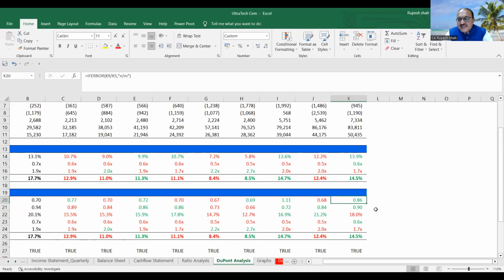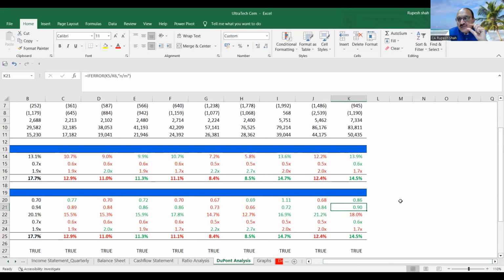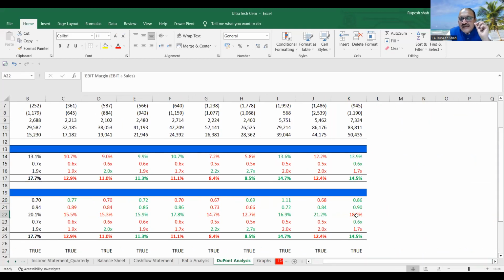That means after paying taxes of 14%, what is left with them is 86%. After interest, what is left is 90%. So the interest burden on the profit is 10% only because it's a low debt company. Then margin, EBIT margin. This is most important. The EBIT margin is 18%. That means they are making EBIT profit of 18%. In the journey we have seen how EBIT is arrived at. So 18% they are earning in the EBIT.